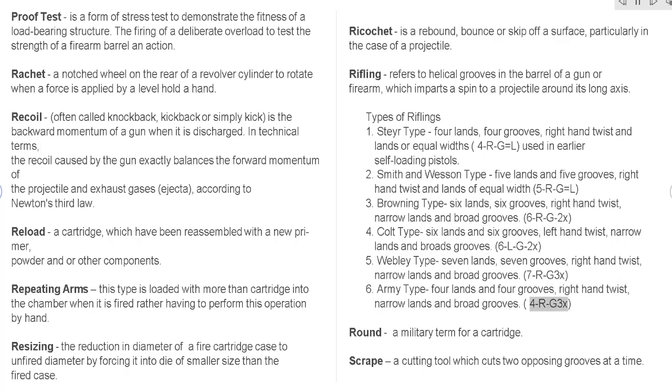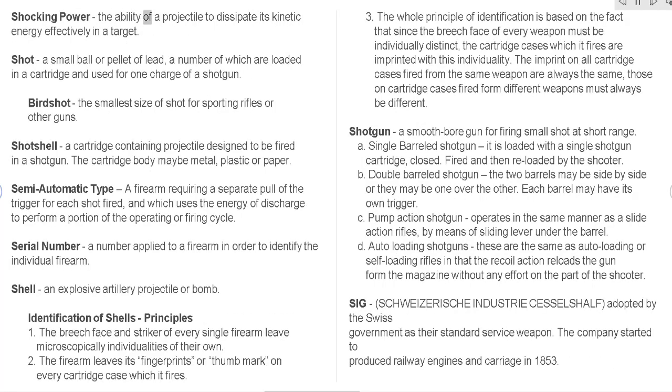4 Rg3x. Round, a military term for a cartridge. Scrape, a cutting tool which cuts 2 opposing grooves at a time. Shocking power, the ability of a projectile to dissipate its kinetic energy effectively in a target.